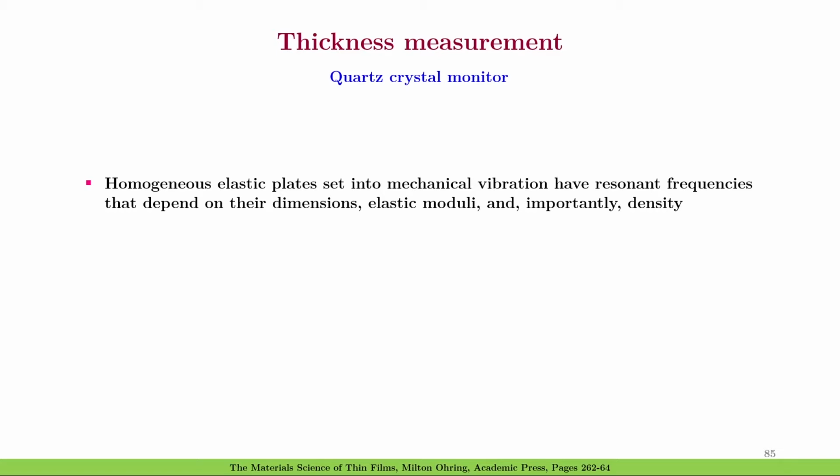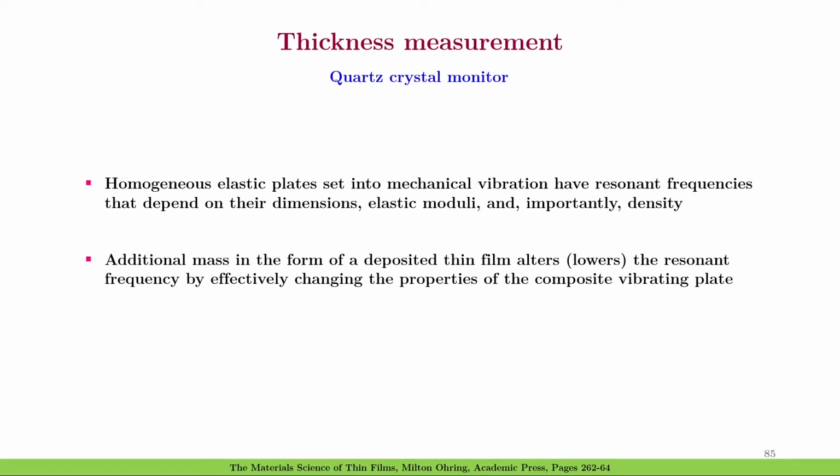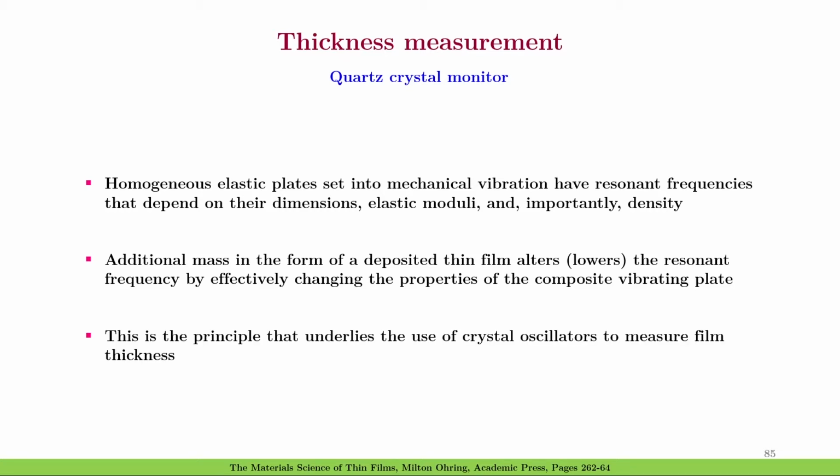Homogeneous elastic plates set into mechanical vibration have resonant frequencies that depend on their dimensions, elastic moduli, and most importantly, density. Additional mass in the form of a deposited thin film alters or lowers the resonant frequency by effectively changing the properties of the composite vibrating plate. This is the principle that underlies the use of crystal oscillators to measure film thickness.